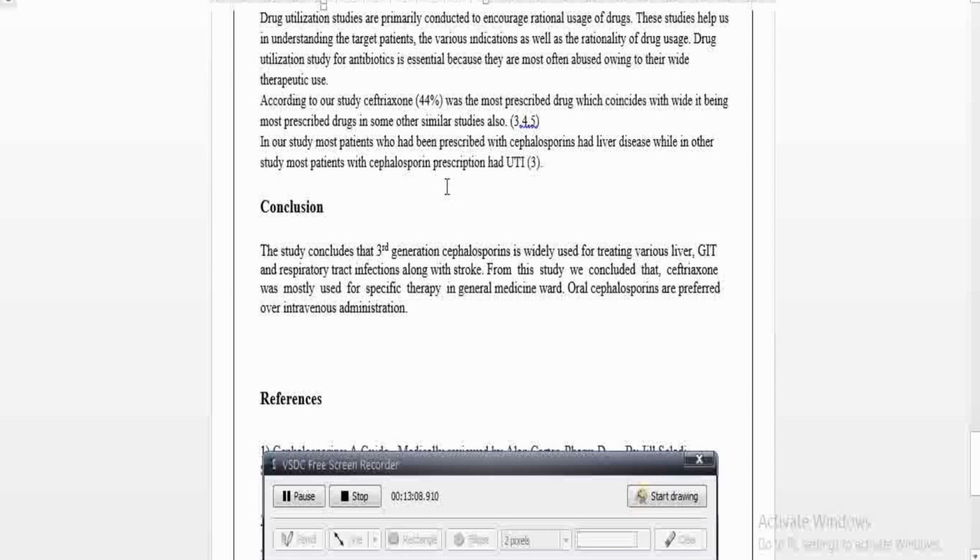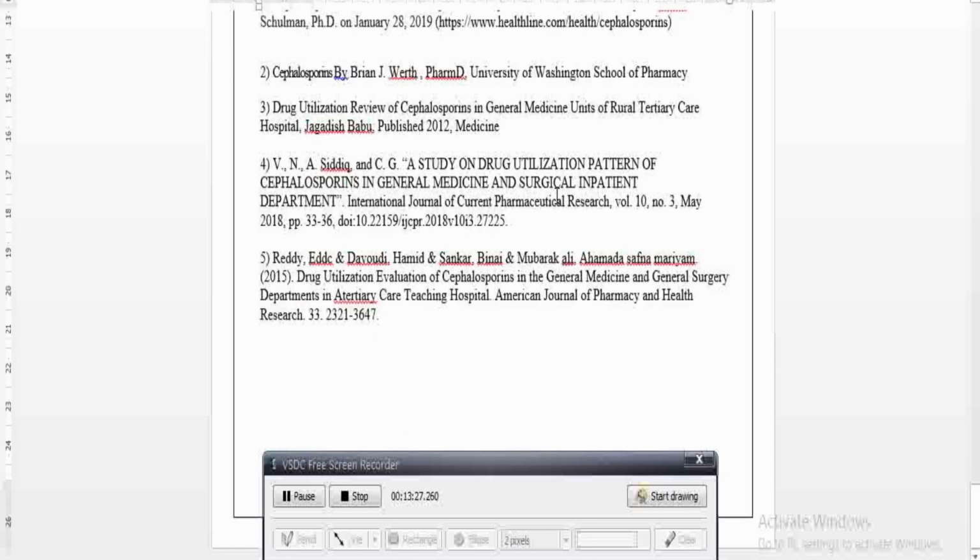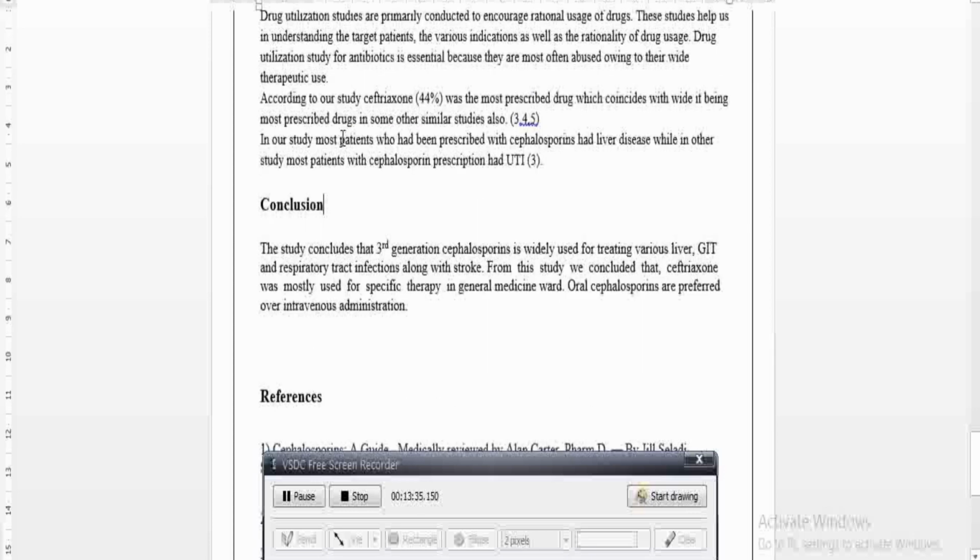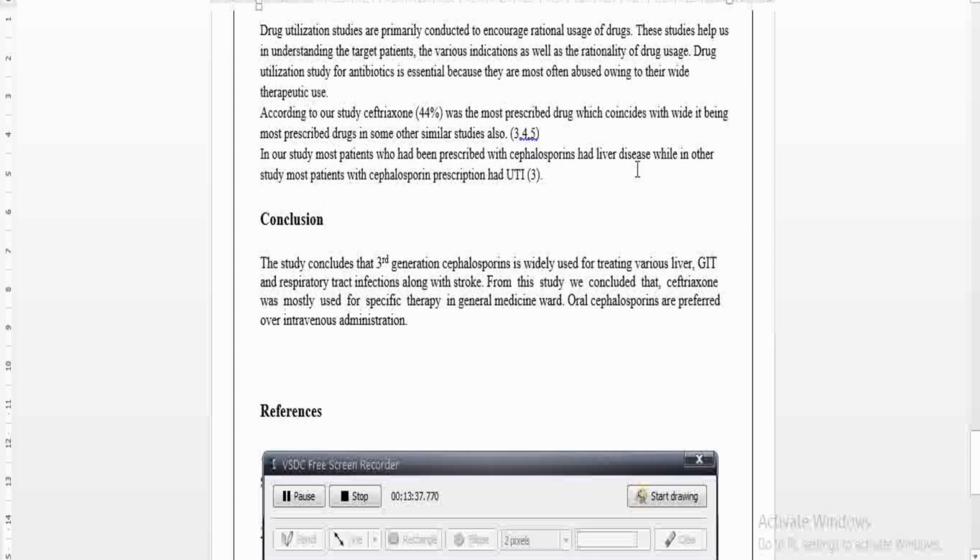According to our study, ceftriaxone 44% was most prescribed, which coincides with it widely being the most prescribed drug in similar studies also. In our study, most patients who had been prescribed cephalosporin had liver disease, while in the other study, whichever I compared. So I compared it to the third reference, which is Drug Utilization Review of Cephalosporin in General Medicine Units of Rural Tertiary Care Hospital, published in 2012. In that study, most patients prescribed cephalosporin had UTI.